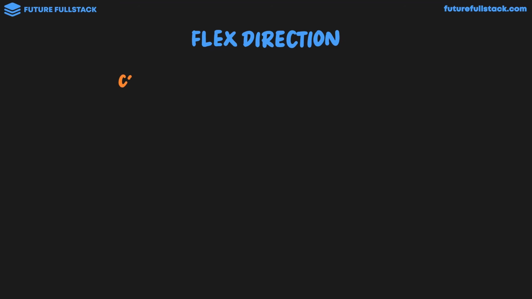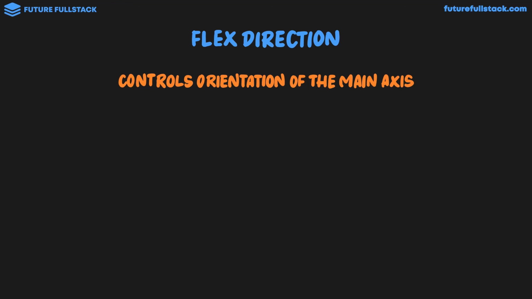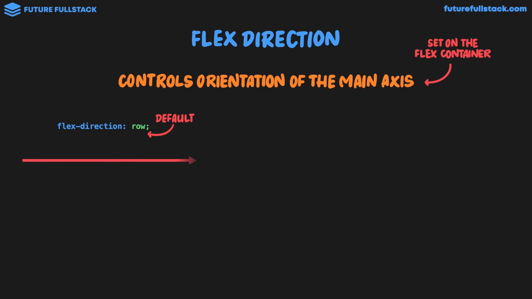Flex direction controls the orientation of the main axis. And very importantly, it's set on the flex container. There are 4 values this can be. The first is flex-direction: row, and row is the default value. It's what we've already seen so far, where our flex items go from left to right in a row. So we have our flex item 1, flex item 2, flex item 3, and flex item 4. They're going from left to right in a row.